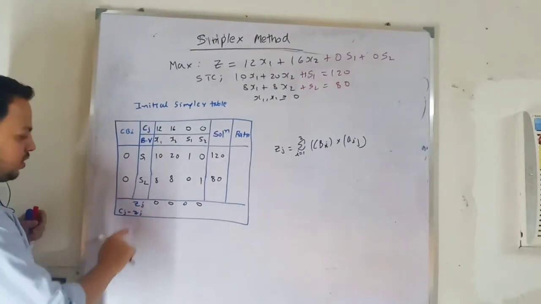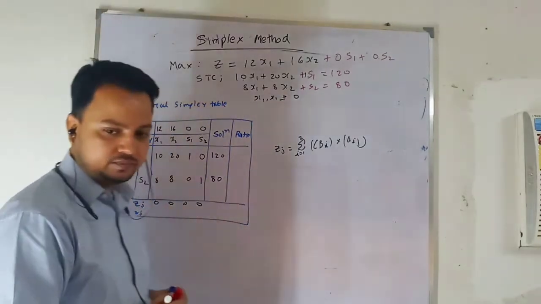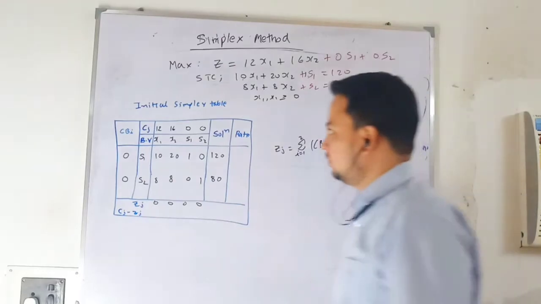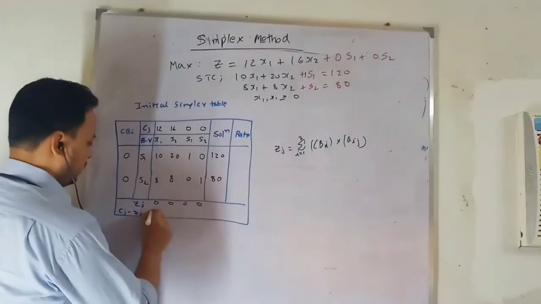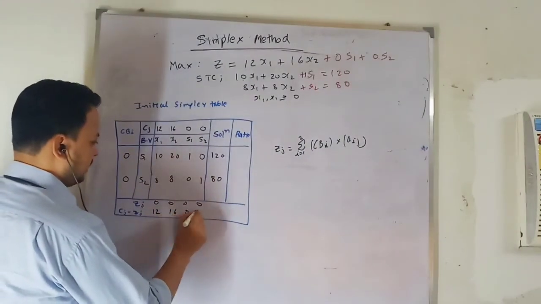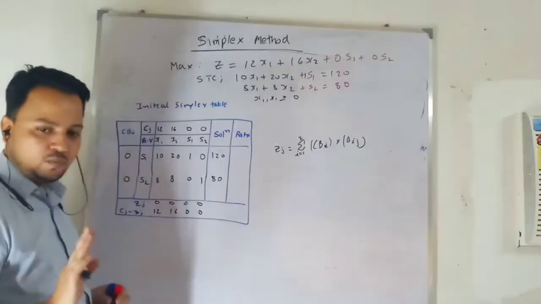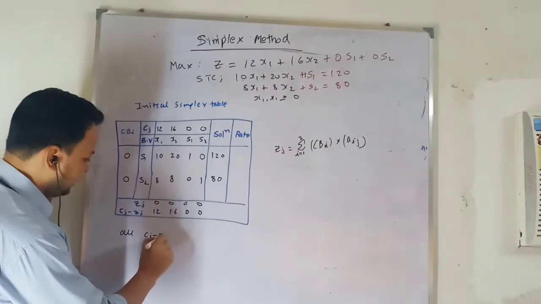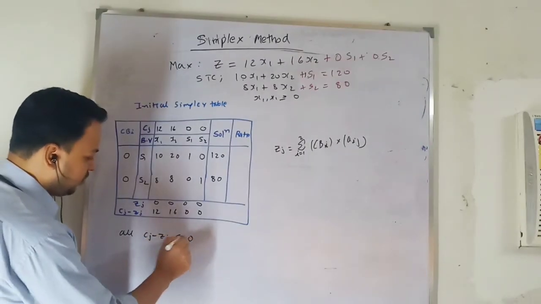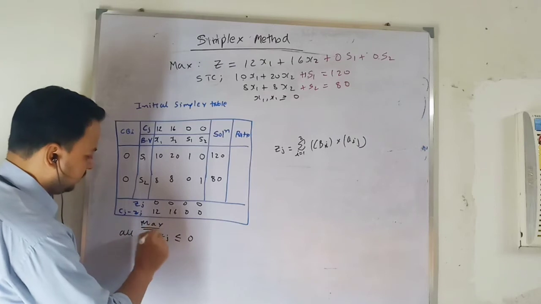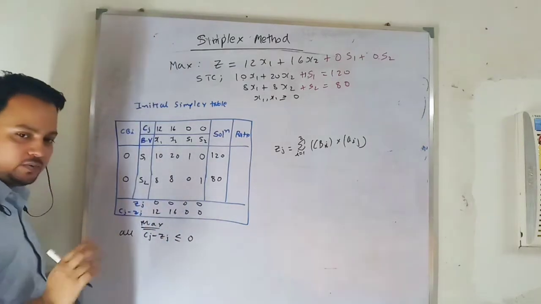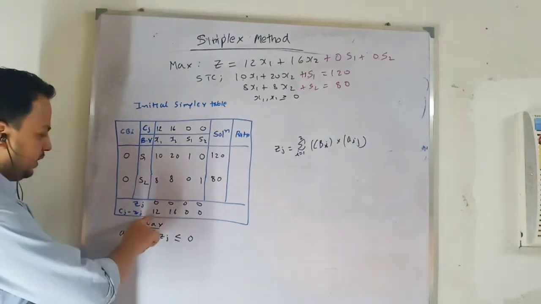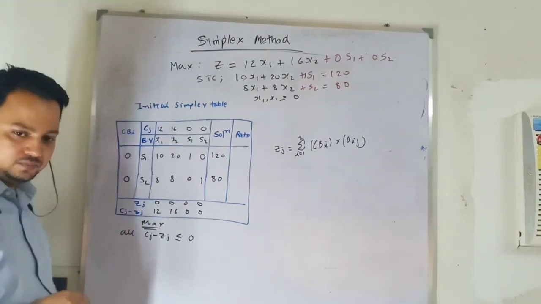Now take out Cj minus Zj. What can you get? You get 12, 16, 0, 0. What do we require for maximization? The Cj minus Zj value must be less than or equal to 0 for maximization. Are we getting that? No, we are not getting it. I have two positive terms, right?